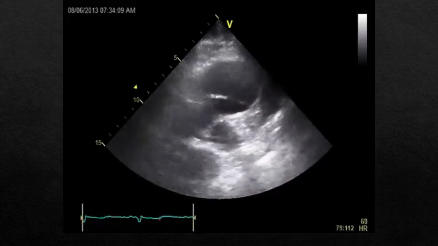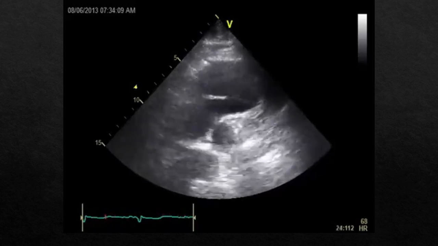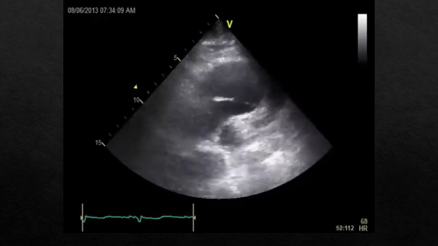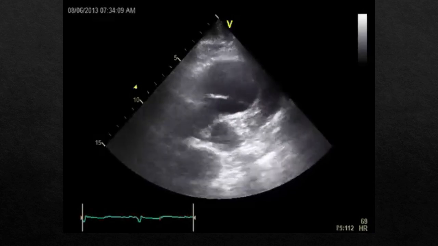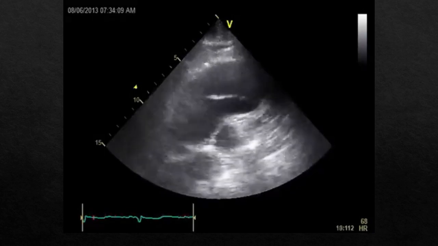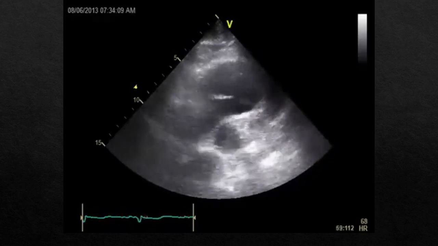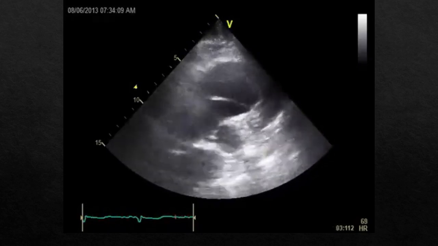This video is just showing an aortic root dissection with a dissection flap. It's going to start moving now. There you can see the aortic root in the left lower corner with the dissecting flap moving through.